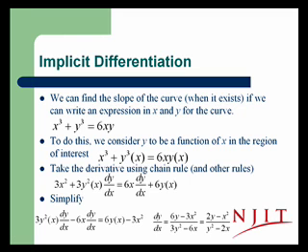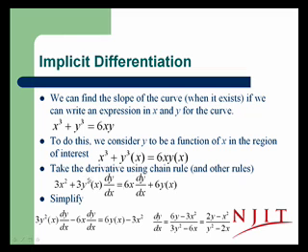Suppose we can write a curve in terms of x and y, but not necessarily solve for y as a function of x. For example, if we have x cubed plus y cubed equals 6xy. So what we do is we consider y to be a function of x in the region of interest. So every time we have a y, we can write it as y of x. So we get x cubed plus y of x cubed is equal to 6x times y of x.